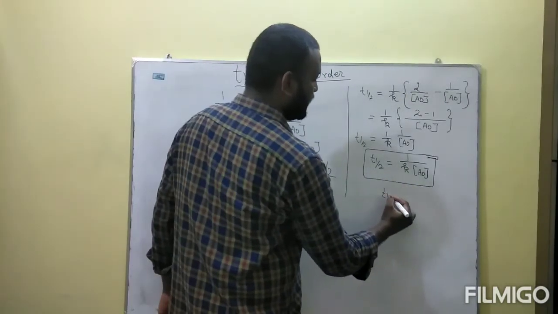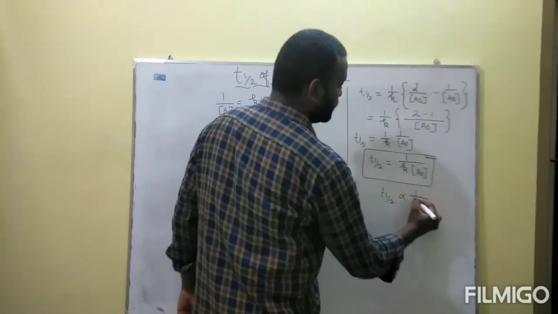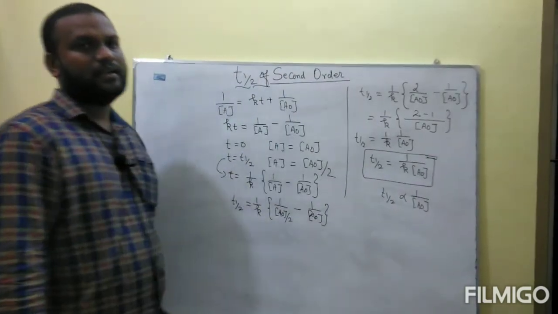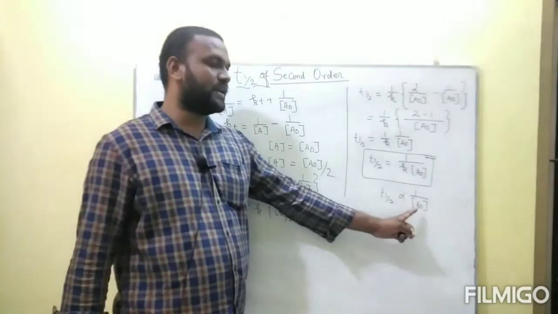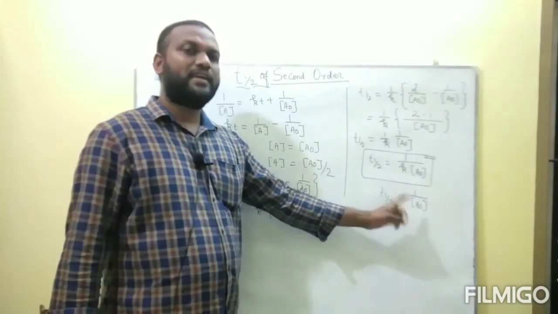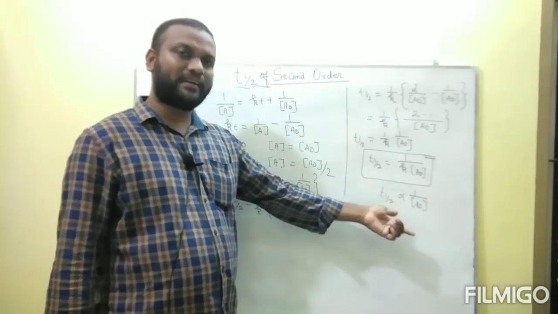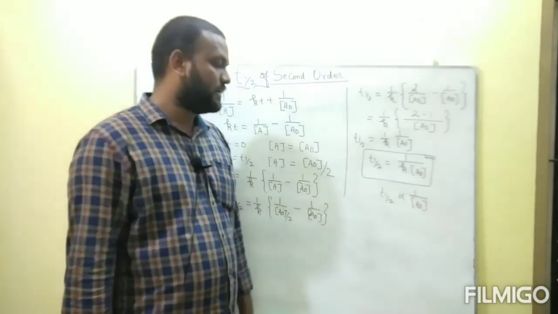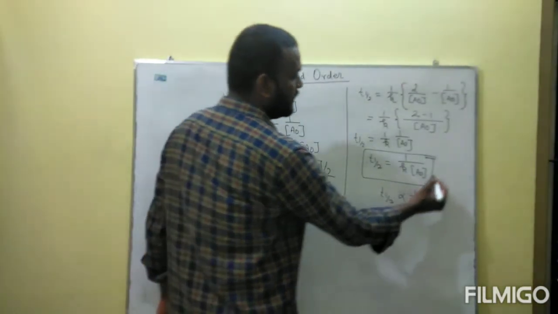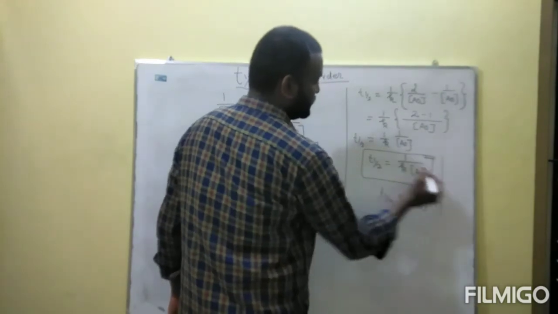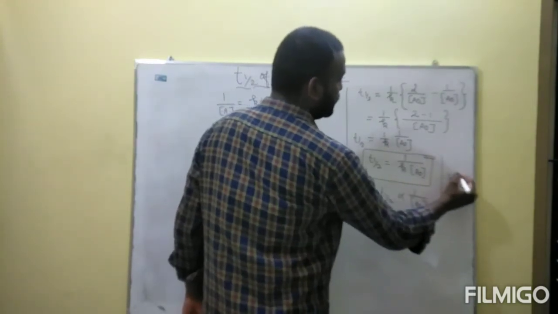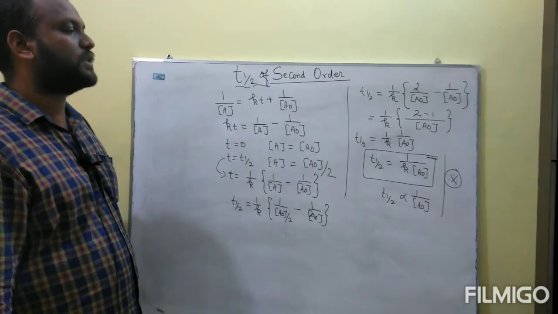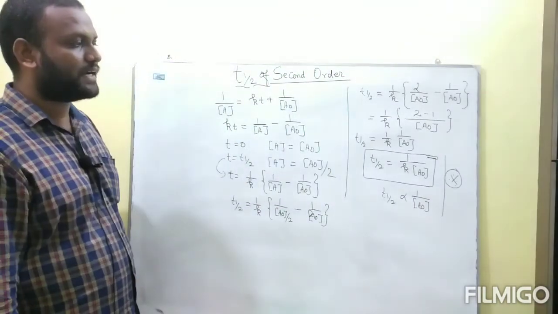Here the T half is inversely proportional to the initial concentration of A. In first order it is independent of initial concentration. In zero order, there is a direct relation. In second order, it is inversely proportional, 1 by A0. This is the T half for your second order reaction. So this is the relation you should memorize, and this is what you should know to find the T half for the second order reaction.